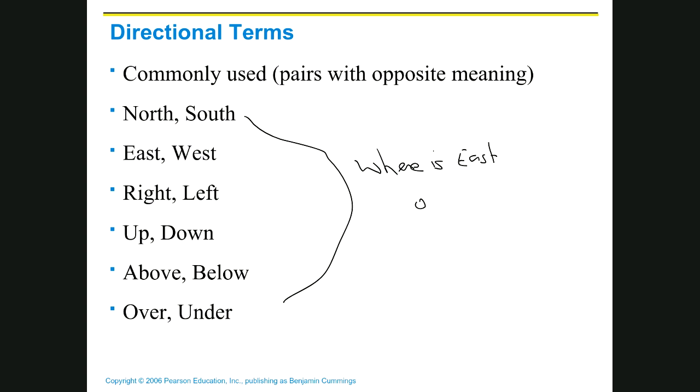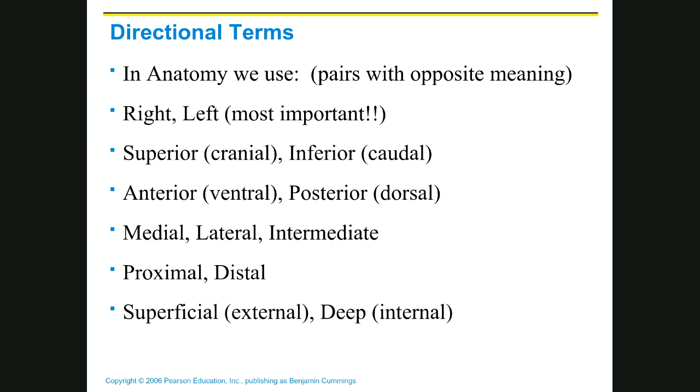So we have our own set of directional terms. Again, though, they're going to come in pairs, and they mostly are going to have opposite meanings. And so let's look at some of these. When we look at them, they're superior and inferior, anterior and posterior, proximal and distal. These are all directional terms we're going to use. Well, we're going to look at all of them individually.